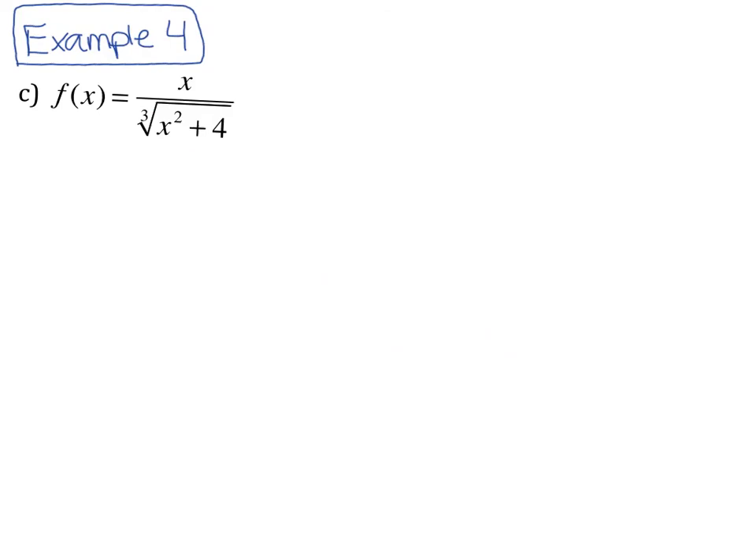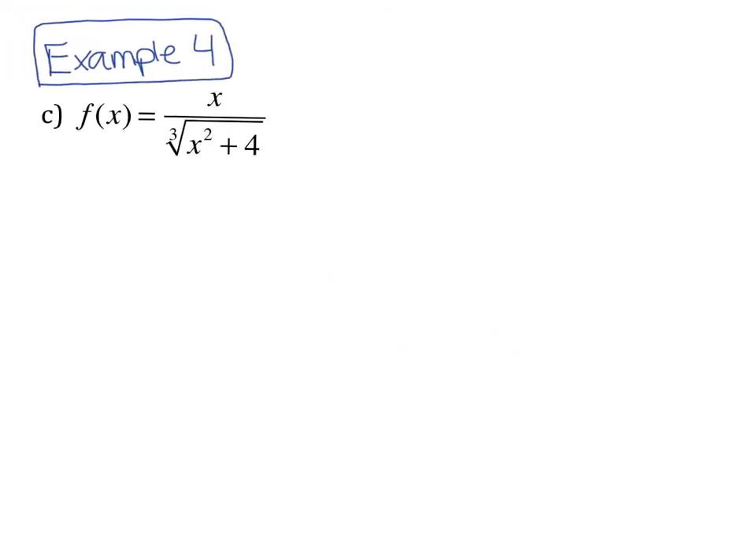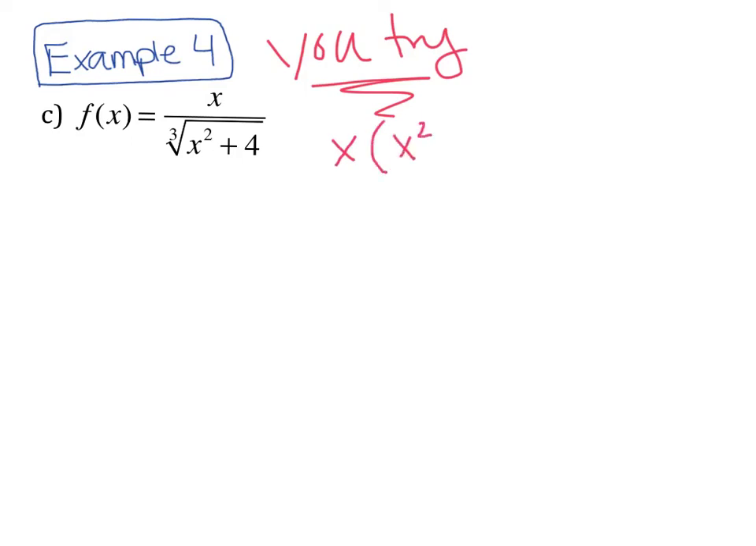Okay, what I want you to do, because I feel like we're already kind of fried out right now, this was actually originally an example 4. I want you just to go ahead and try this as a U try. So do a U try for this one, and hopefully we can get it right. The first thing I would do, though, is rewrite this before you actually go and try it. Rewrite it, because if you rewrite it, it becomes similar to the last one. X times x squared plus 4 raised to the negative 1/3.